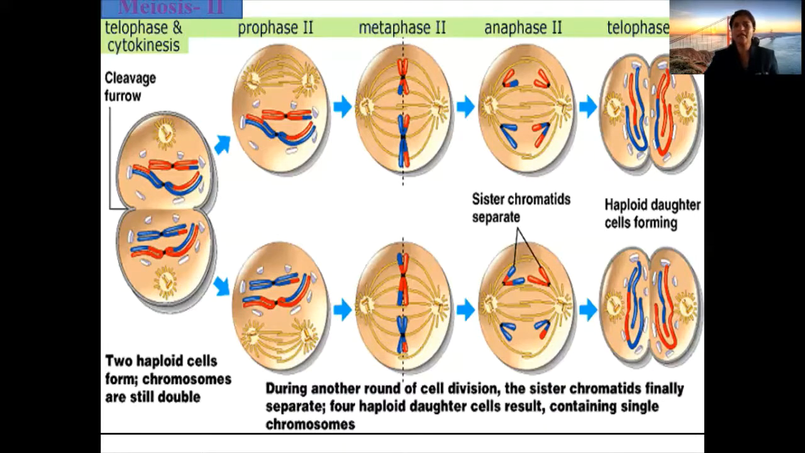That means at the end of karyokinesis of meiosis 2, 4 daughter nuclei are formed. And finally, cytokinesis 2, in which due to cleavage furrow, total 4 daughter cells are formed which are haploid ones.